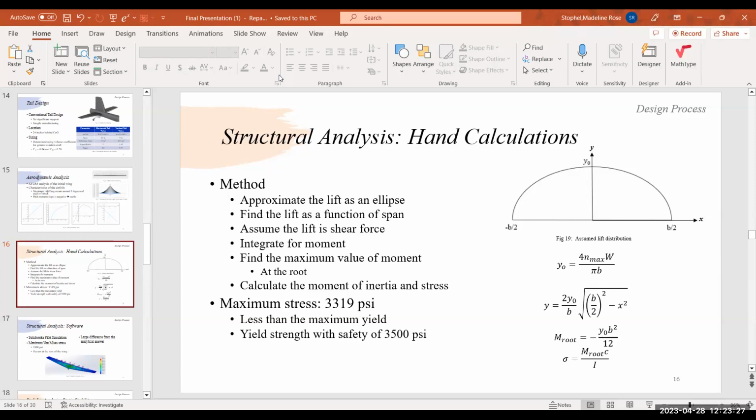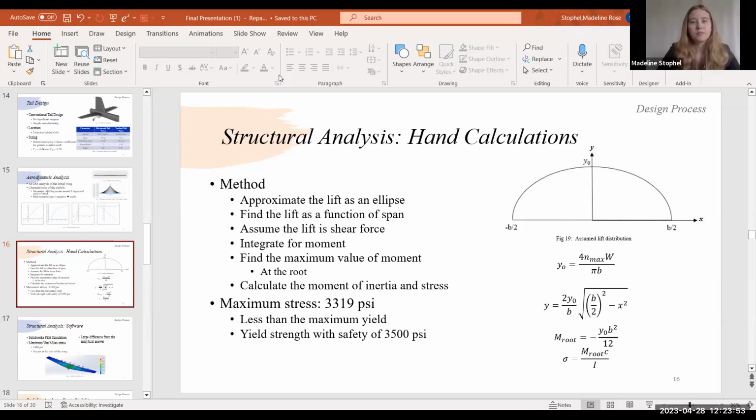What loading scenarios did you consider when you did these hand calcs? This was just steady level flight, lifting only. So this would be the elliptical lifting distribution for the weight required to lift our plane at, what was it, 3 times approximately the weight of the plane as the maximum.